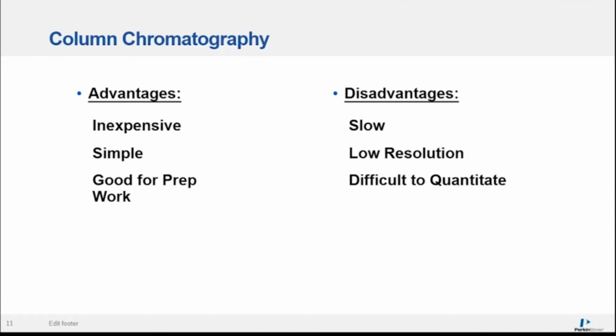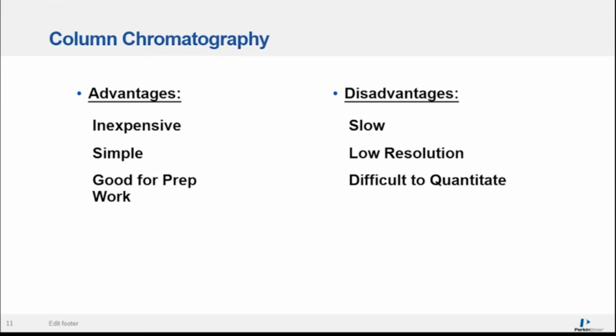But there are some disadvantages to this technique. It is slow. It is fed by gravity. It is low resolution. It is difficult to separate two compounds that are very similar, and it is very hard to quantitate. But people were excited because we have a technique now that will allow us to be able to separate. But what can we do to make this technique better, to make this technique more efficient?